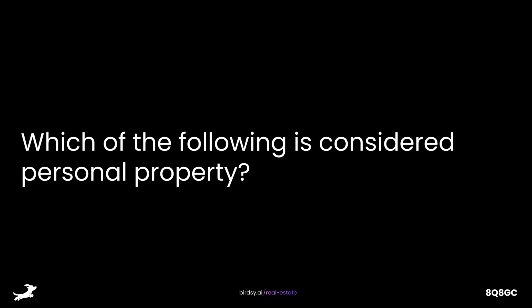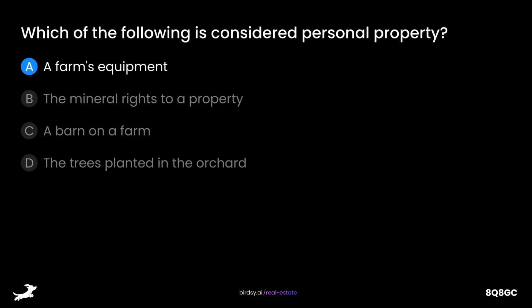Which of the following is considered personal property? Is it A, a farm's equipment? B, the mineral rights to a property? C, a barn on a farm? Or D, the trees planted in the orchard? The answer is A, a farm's equipment.